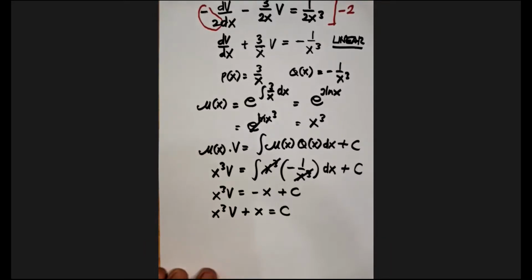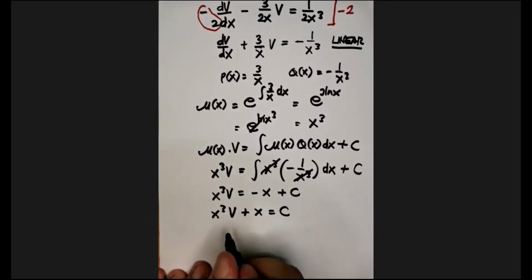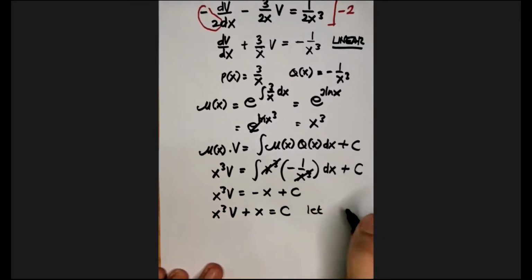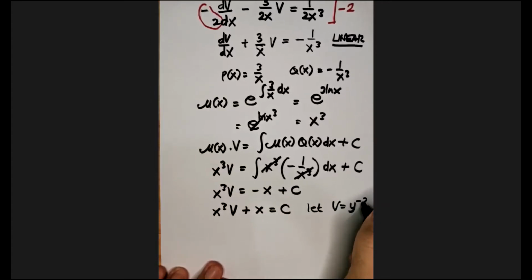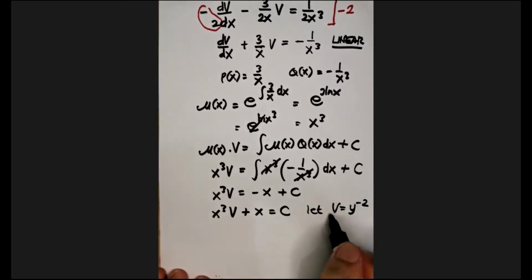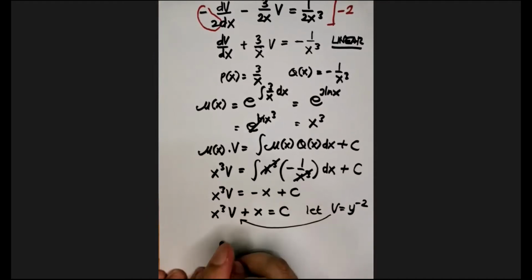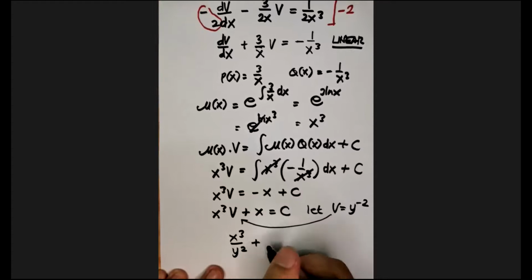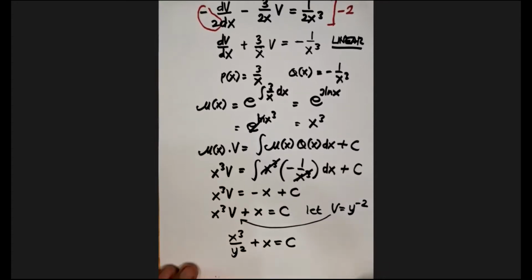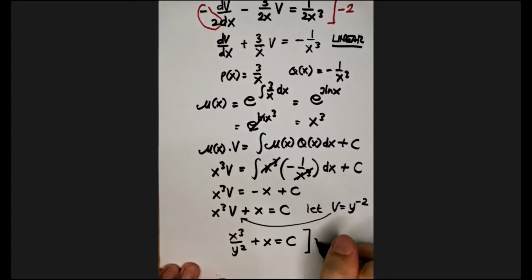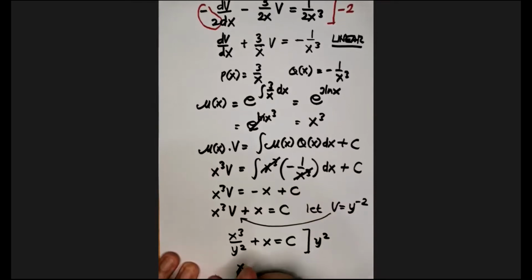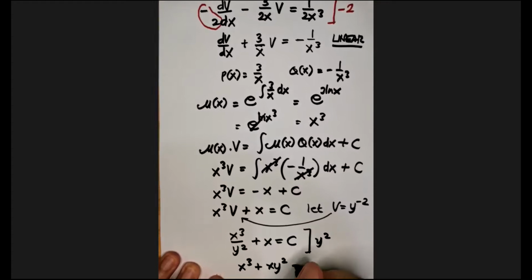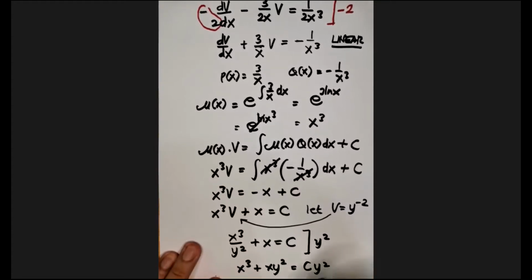Ayan. So is this the final answer? Not yet kasi wala pa yung y. So we let v is equal to y raised to negative 2. So we just substitute that here. So therefore we'll have x cubed over y squared plus x is equal to c. If you multiply this by y squared, so this is x cubed plus xy squared is equal to cy squared. So this is our general solution.